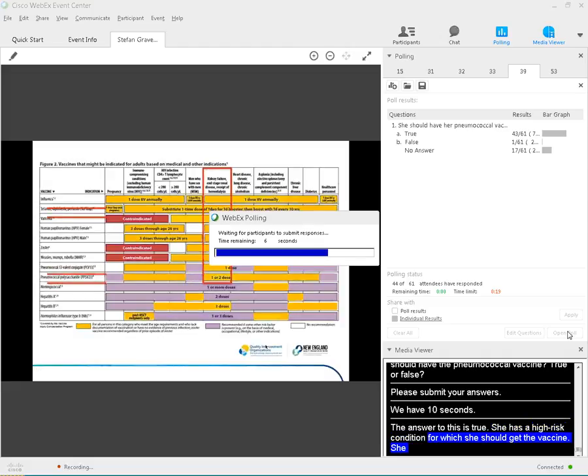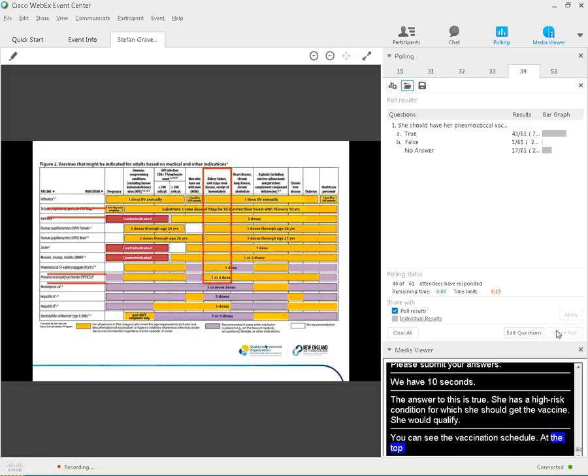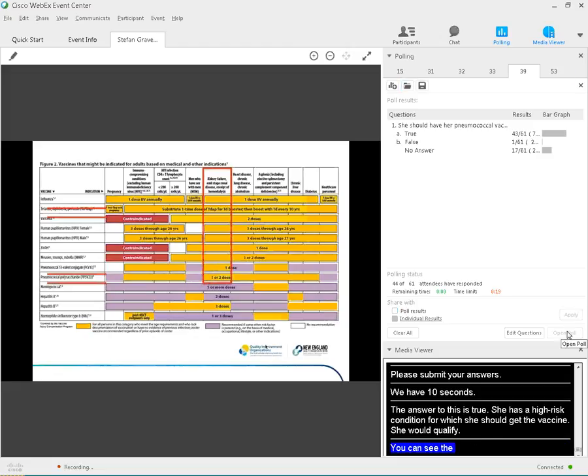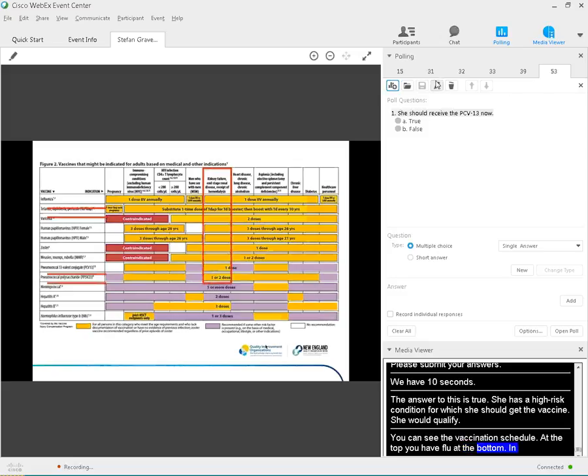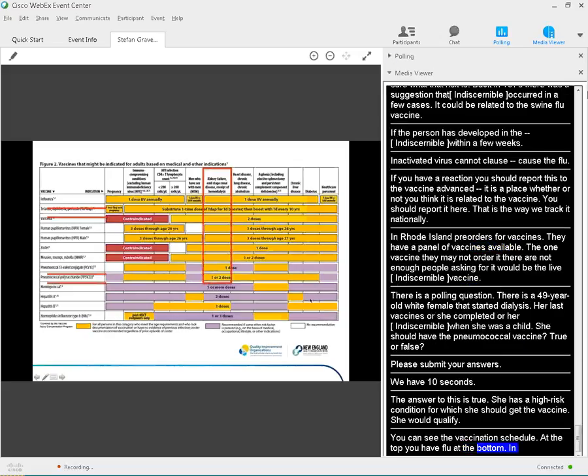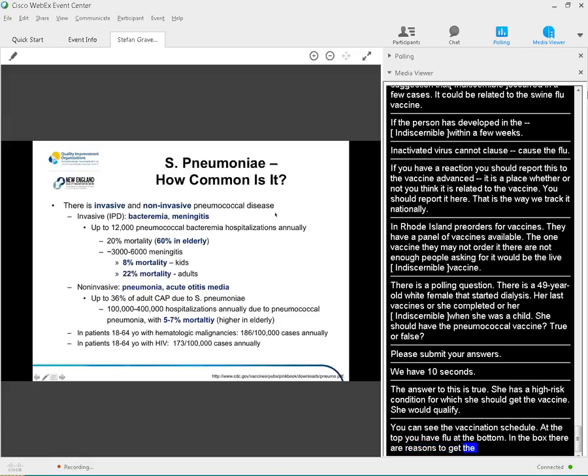And here you can see the vaccination schedule. The lines are a little skewed here. At the top, we have flu, and the bottom, pneumococcal vaccine. And you can see in the boxed out area, kidney failure, end-stage renal disease, receipt of hemodialysis, are all reasons to get a pneumococcal vaccine. And folks got this right. Congratulations. Excellent response.